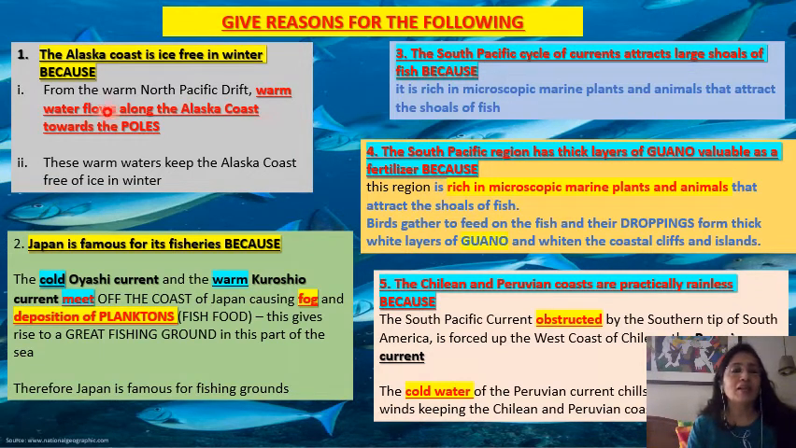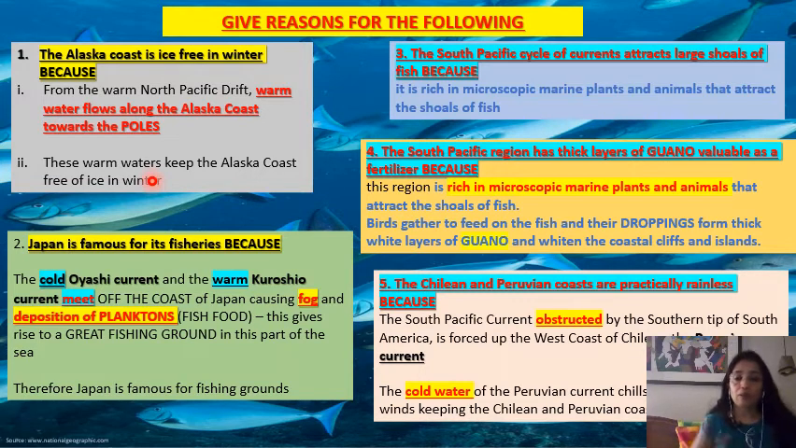Give reasons. The Alaska coast is free of ice in winter because it's important to write warm ocean current, not cold. So warm and cold has to come. From the warm North Pacific drift, warm water flows along the Alaskan coast towards the poles. These warm waters keep the Alaska coast free of ice in winter.